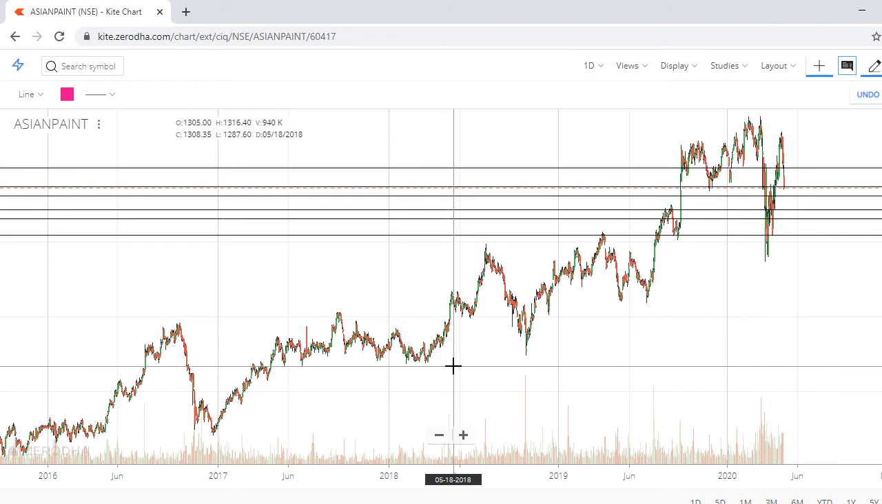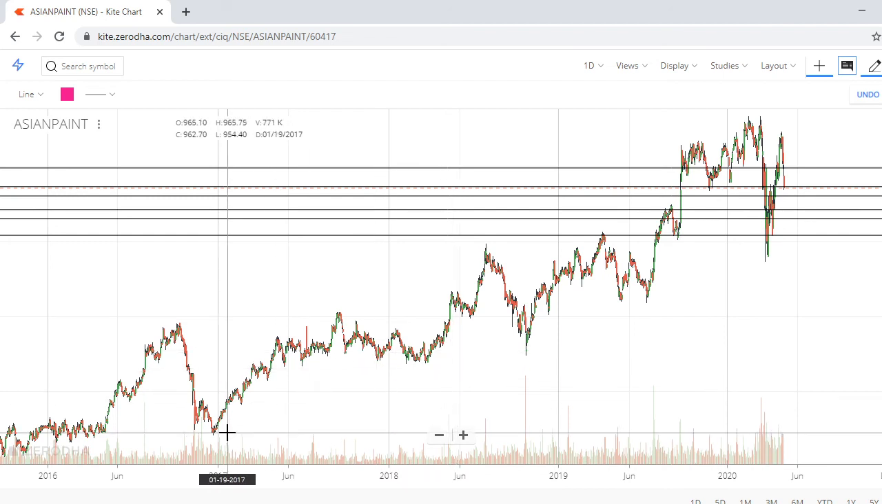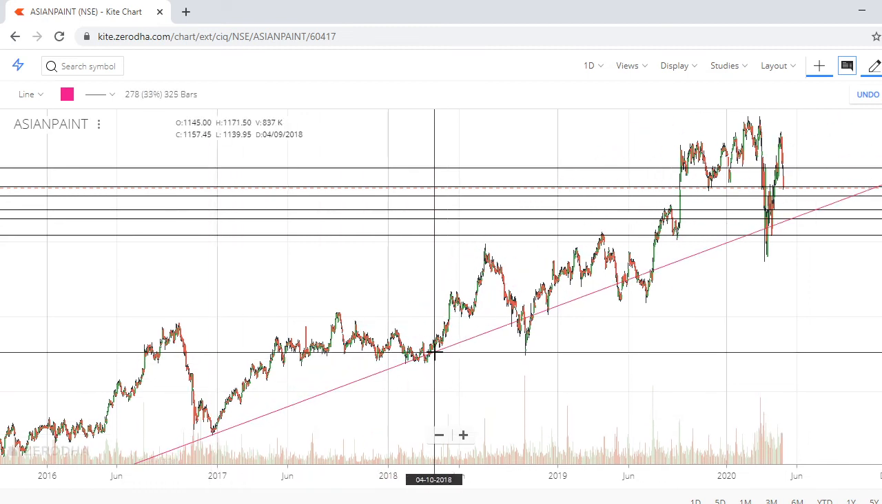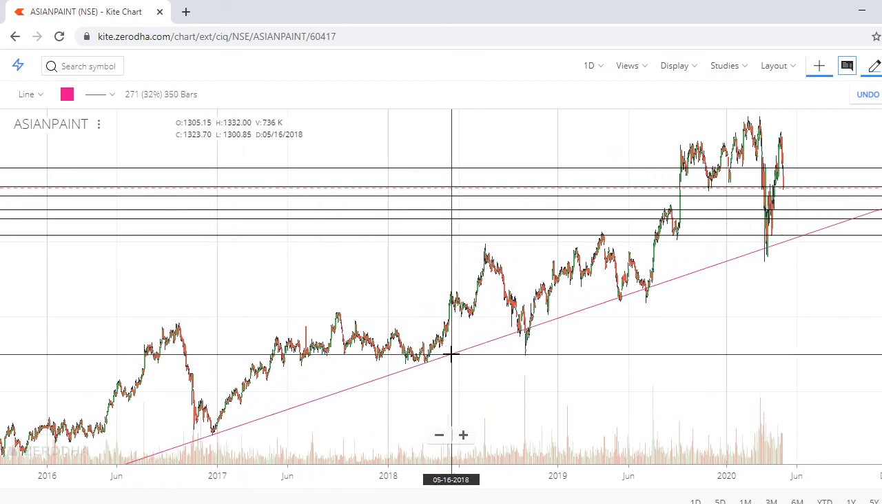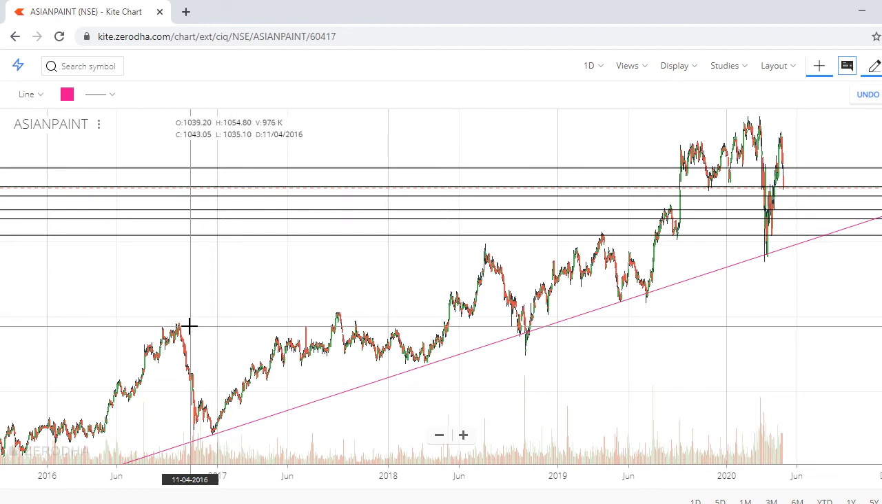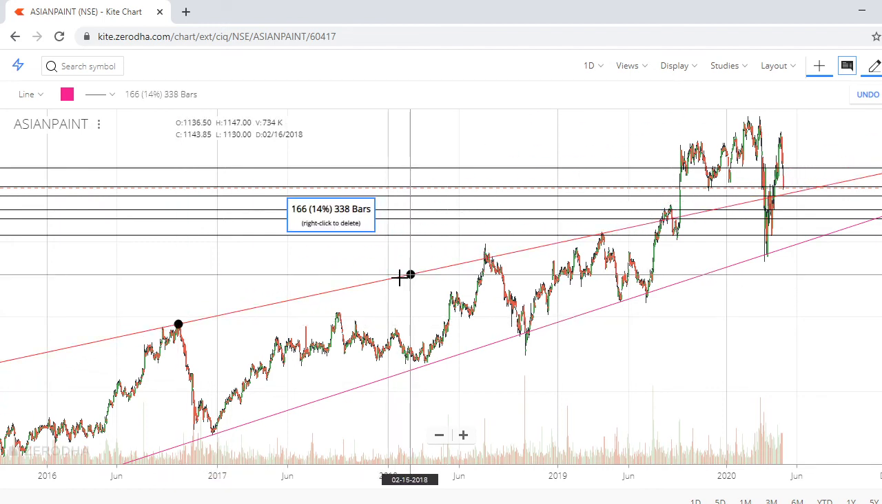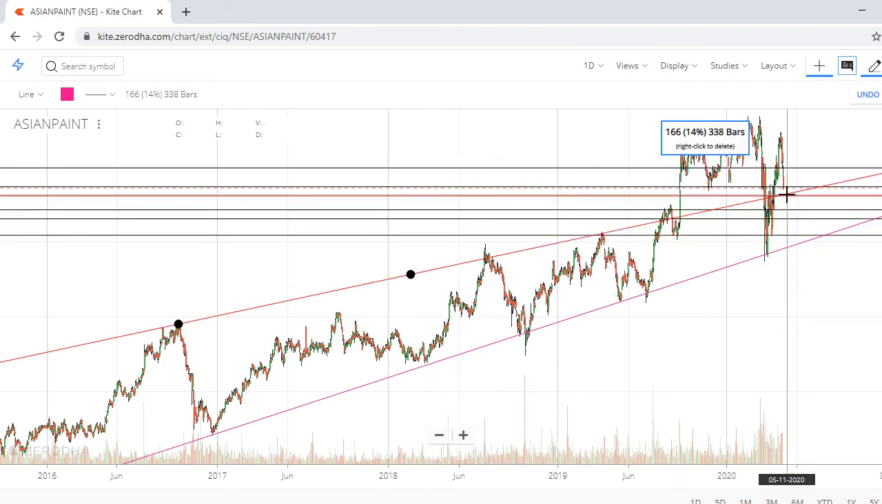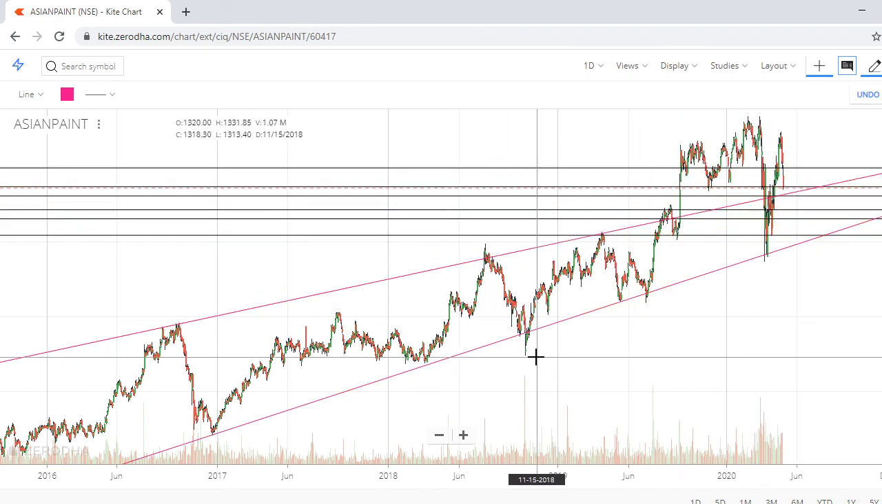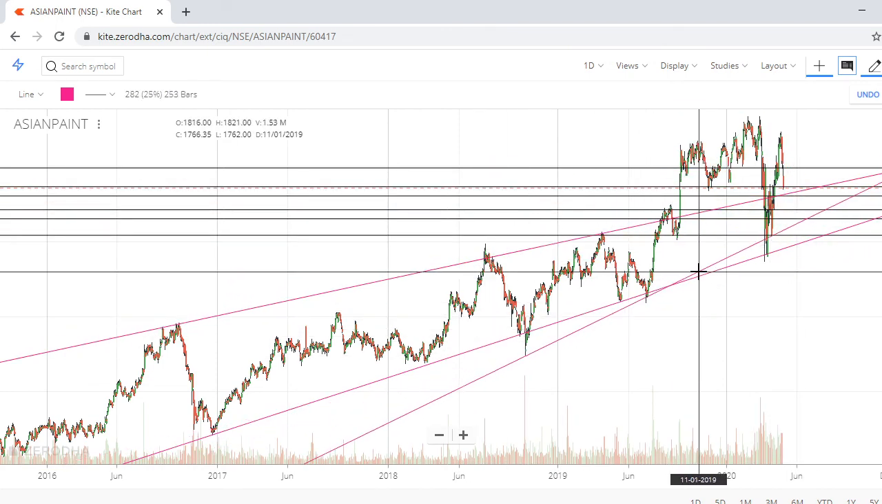Okay, if you are practicing more and more, then slowly you can find these kinds of things, like this is one line, then joining these highs, there comes one more line. Practice these kinds of things.